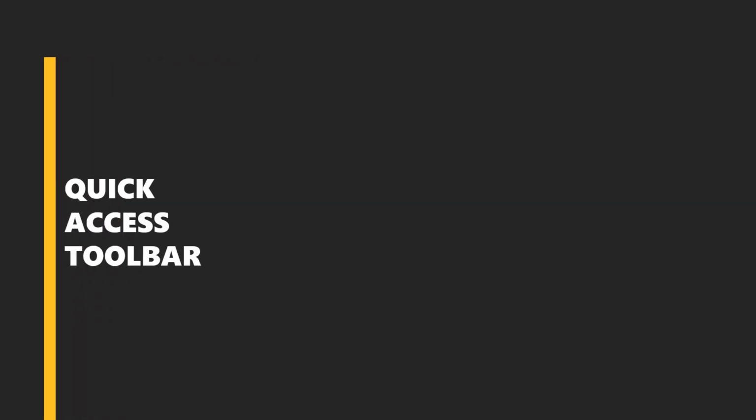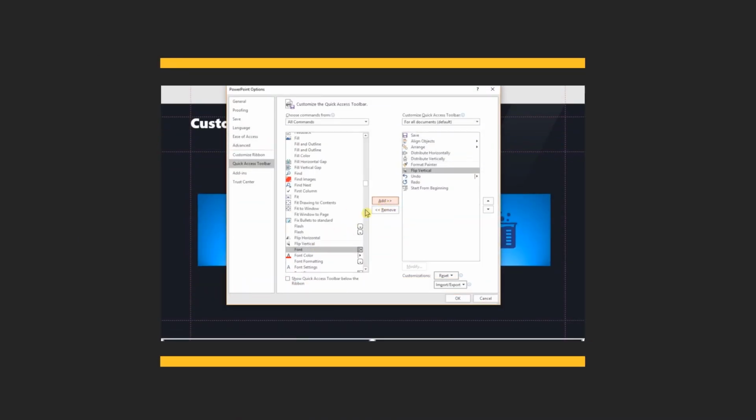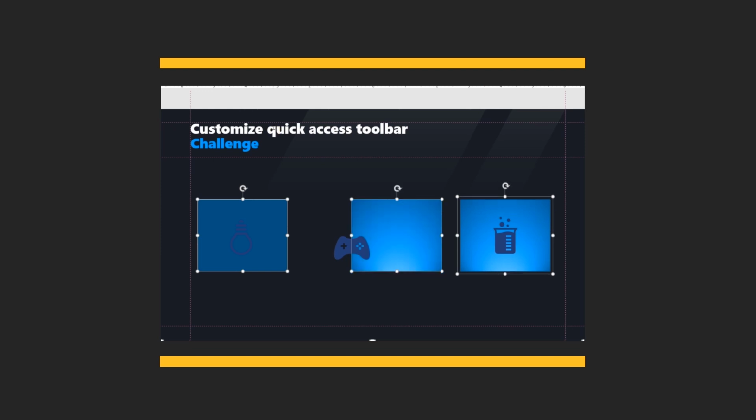In this video, I will show you how to quickly align objects by using the Quick Access Toolbar and shortcuts. Let's start.